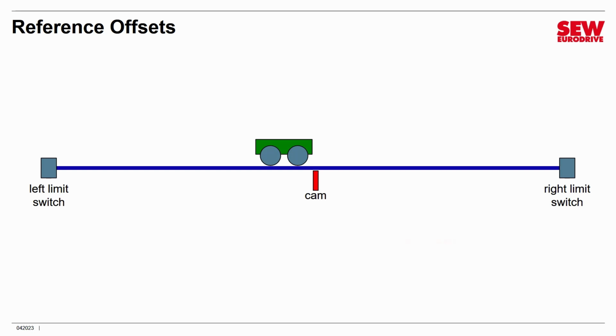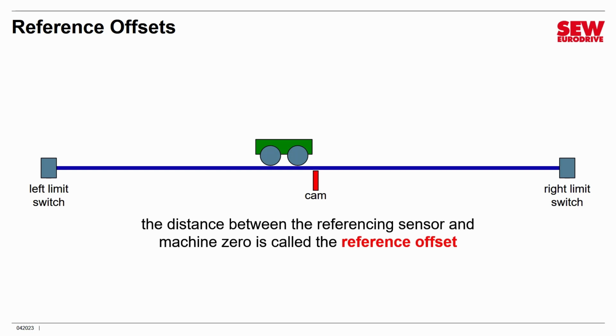Let me explain. The distance between the referencing sensor, for example, in this case a cam, and the machine zero position is called the reference offset. Now maybe you're thinking, well, isn't the cam always at zero? And the answer is not necessarily. Many times it is, but sometimes it isn't.